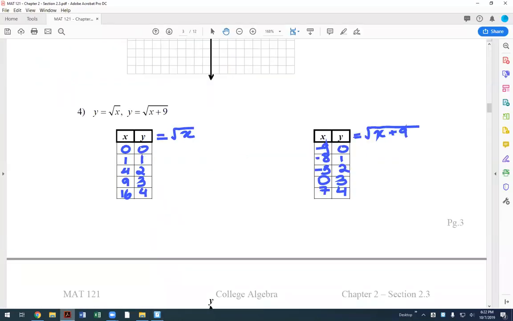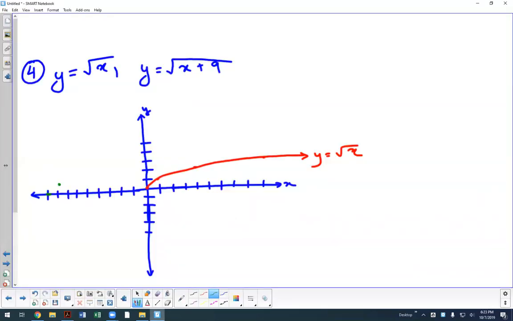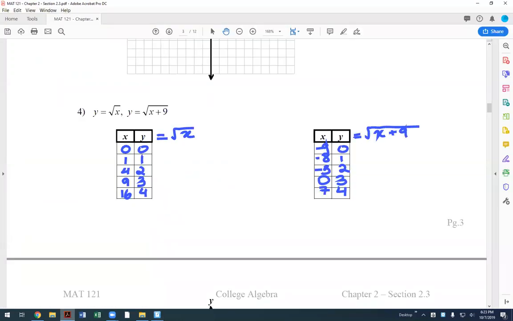Negative 8, 1, negative 5, 2, 0, 3. And what was that last one? 7, 4.